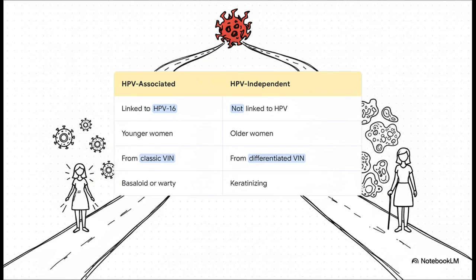Think of it like 2 different roads leading to the same bad place. The first road is the HPV-associated one. This is linked to high-risk HPV, usually type 16, and we tend to see it in younger women. The other road is completely HPV independent. This one happens in older women, and it's often linked to those chronic inflammatory conditions we just talked about, like lichen sclerosis. So two different stories, two different mechanisms.